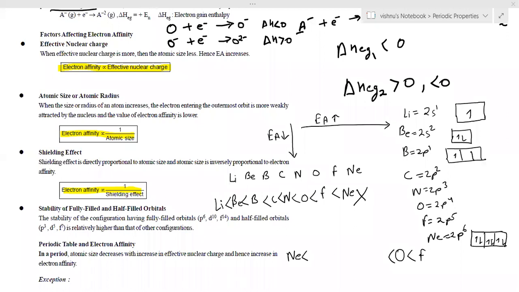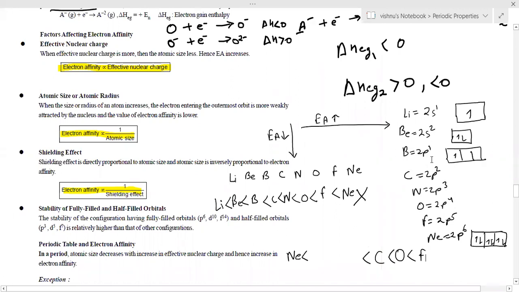Now see carbon, 2p2. After gaining one electron, it will have half filled configuration, so it will be stable. So obviously it will try to take an electron. So after oxygen we will have carbon.